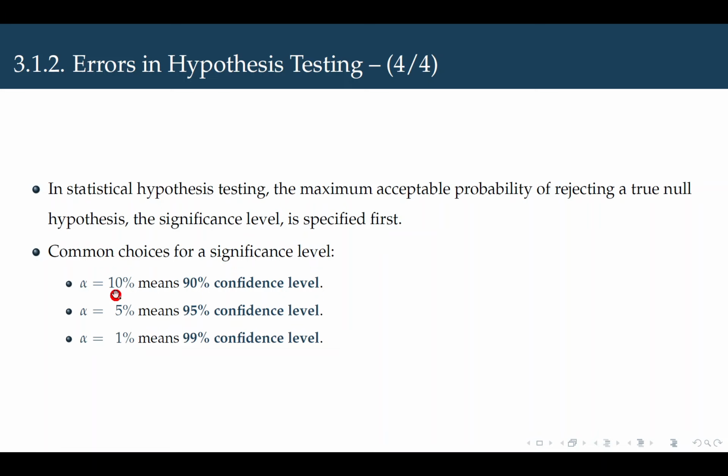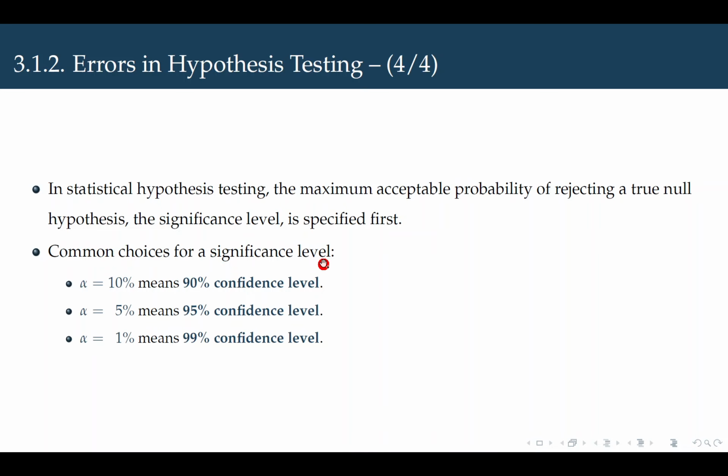Now, if the probability of committing type 1 error is 10%, then the probability of not committing type 1 error is called confidence level, and this confidence level is nothing but 1 minus 10%, that is 90%. Similarly, if the probability of committing type 1 error is 5%, and we are interested in the probability of not committing type 1 error, which is the confidence level, then this confidence level is 1 minus 5%, that is 95%. And the same is true: if the level of significance is 1%, then the confidence level is 99%.